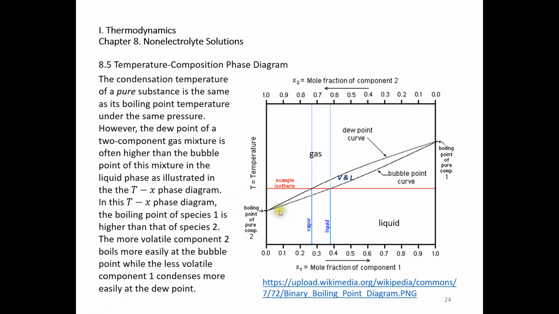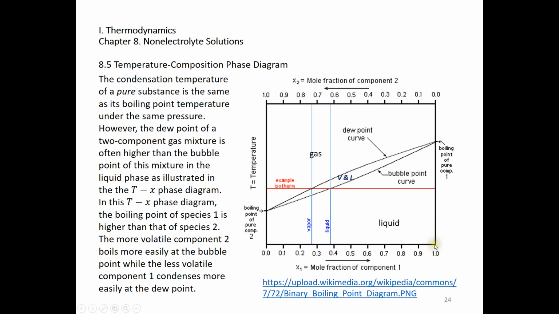And above this temperature, the vapor pressure of component 2 is going to be greater than the external pressure. And now mostly we'll just see the vapor of component 2, or just the gas phase. We have the same analysis for component 1. Over here, 1.0 is the mole fraction of component 1. Therefore, we have pure 1.